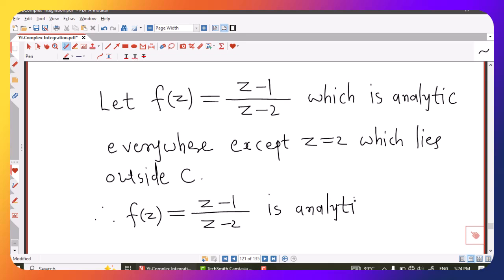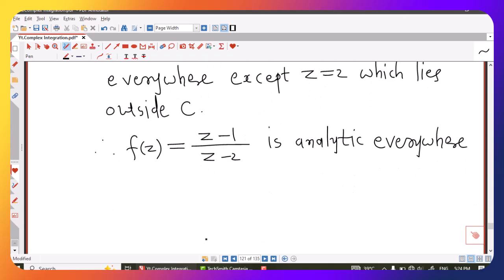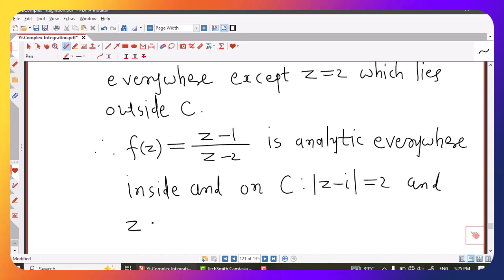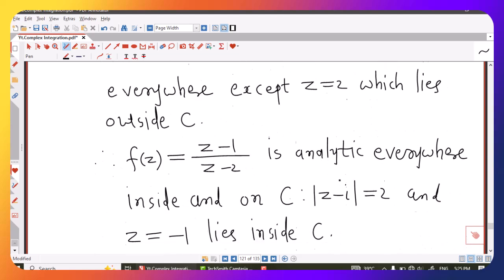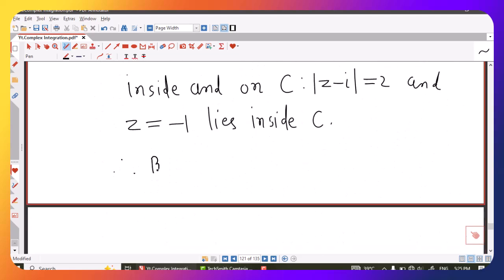Therefore f of z is analytic everywhere inside and on the given circle, which is absolute value of z minus i equal to 2, and z equal to minus 1 lies inside this circle C, and therefore we can apply Cauchy integral formula by Cauchy integral formula.